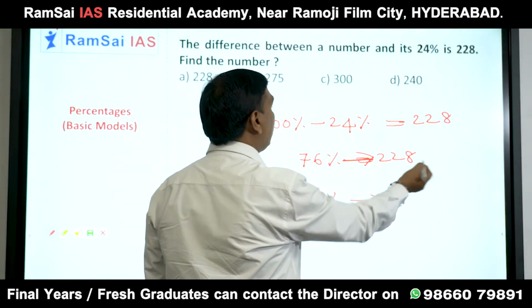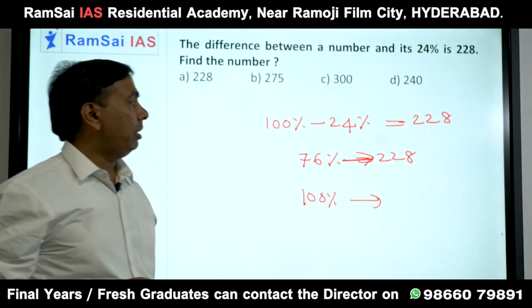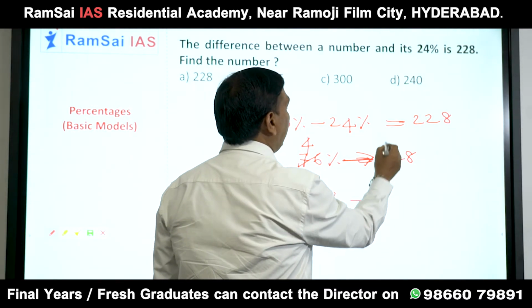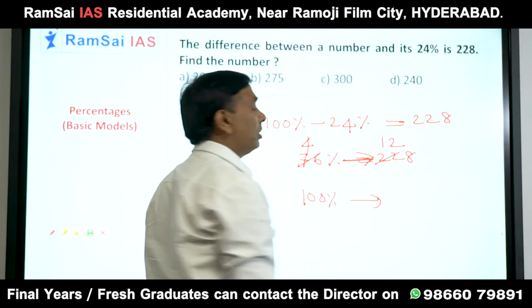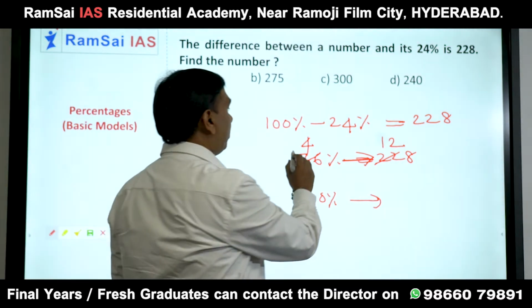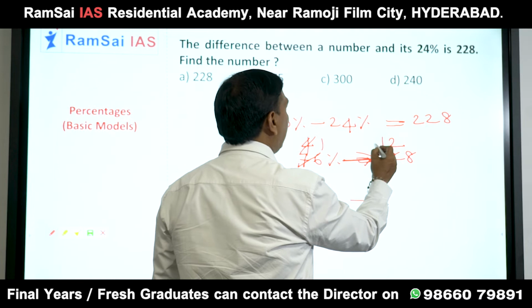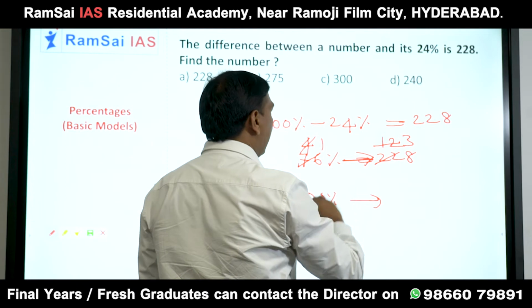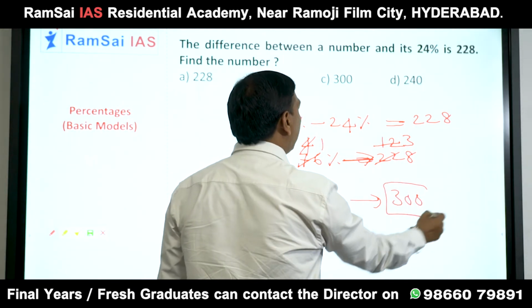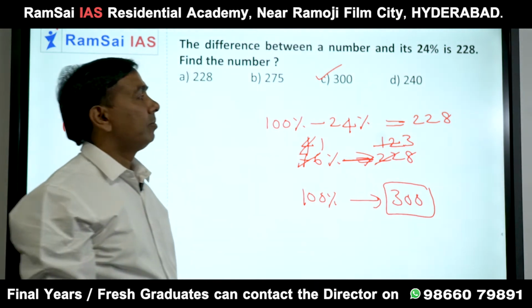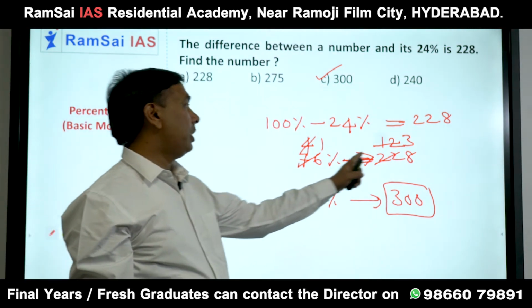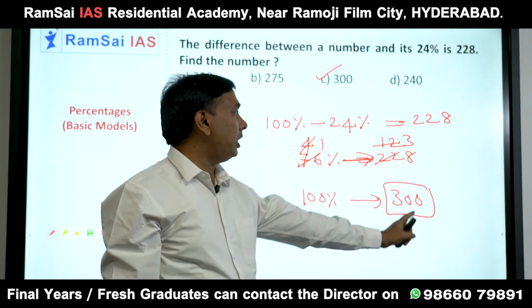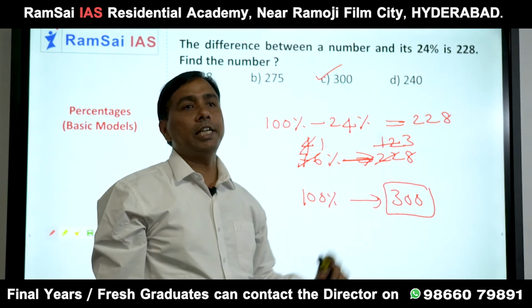So 76 into 228. Normally you have to remember the tables. 19 fours are 76, and 19 twos are 38. So 19 times 12 is 228, which means 1% is 3. So 100% means 300. What is that number? 300. Yes, 76% is 228. That means 4% is 12. If 4% is 12, then 100% is 4 threes are 12, so 100 threes are 300.